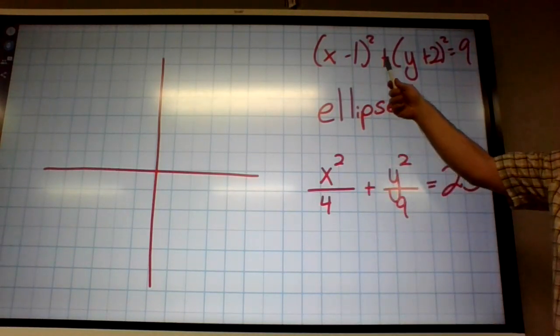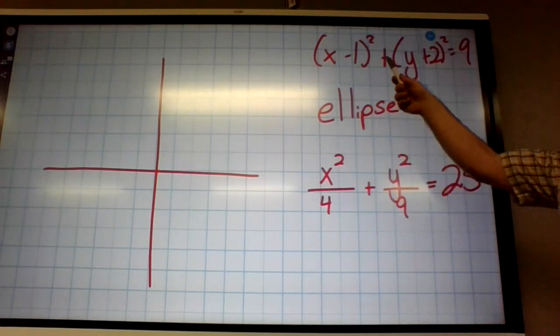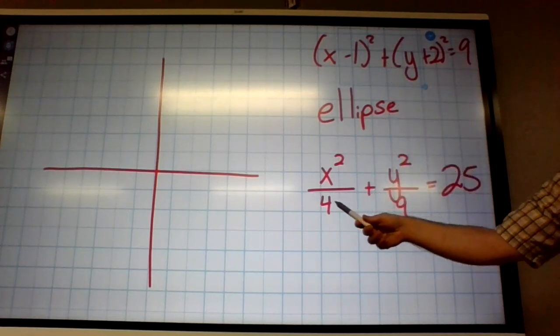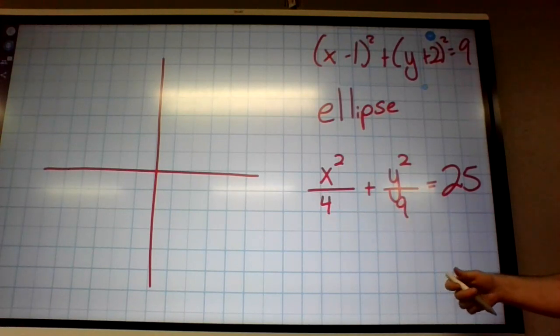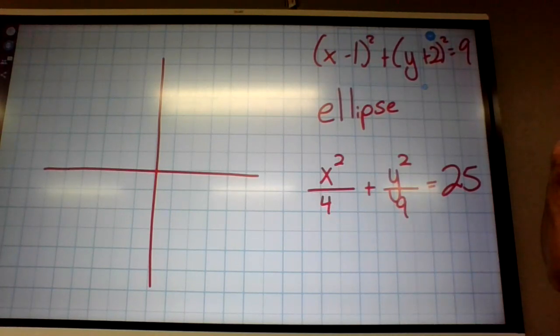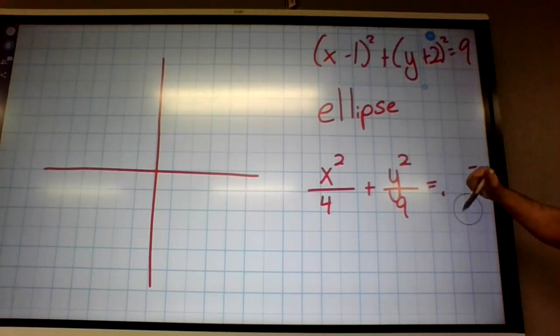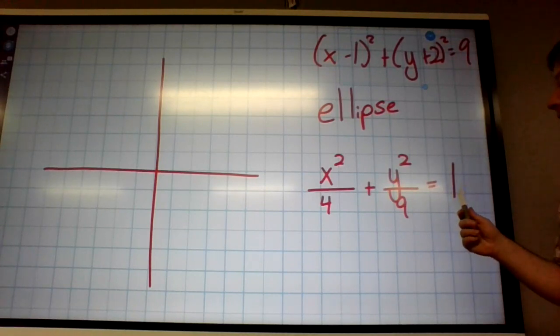So the difference between a circle and an ellipse, they both have a plus in the middle, but they have some kind of denominator. Whoops, sorry. Over here it's supposed to be a 1, or else it makes it math. You gotta fix it if it's not a 1.